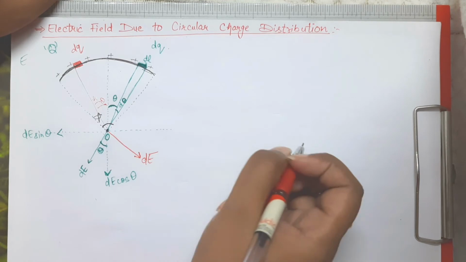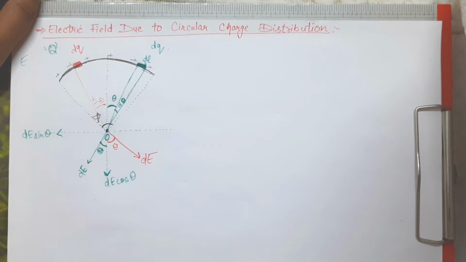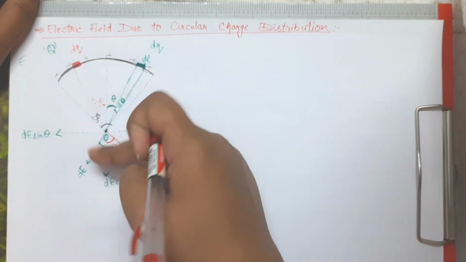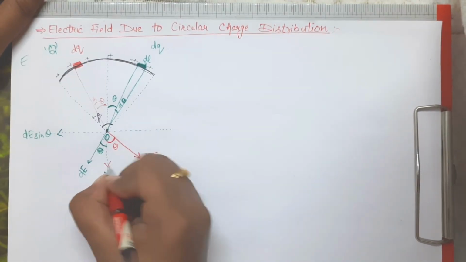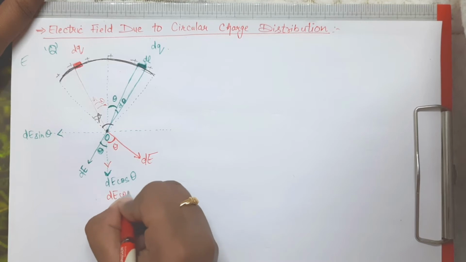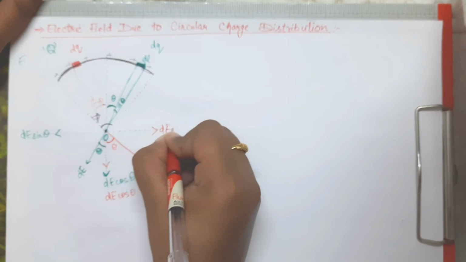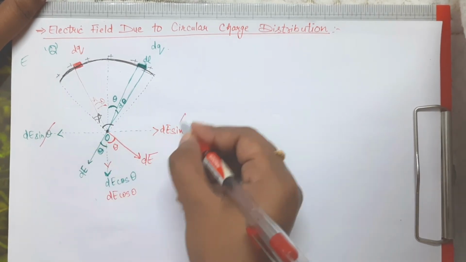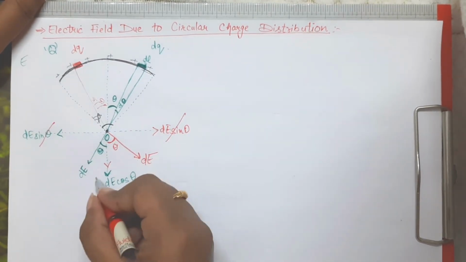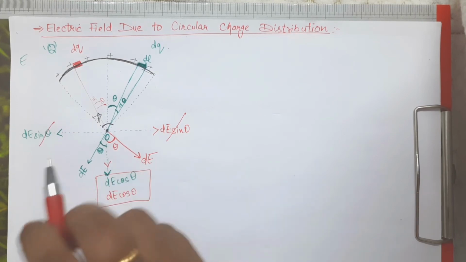So what will happen now? This particular angle will also be theta, because those will be vertically opposite angles. Just like this case, here also there will be a component of dE cos theta in the direction of theta, and here will be the component of dE sin theta at 90 degrees from this one. So now what will happen, this one will cancel out with this one, and these two components will add up. So overall net electric field will be the integration of these cos thetas.